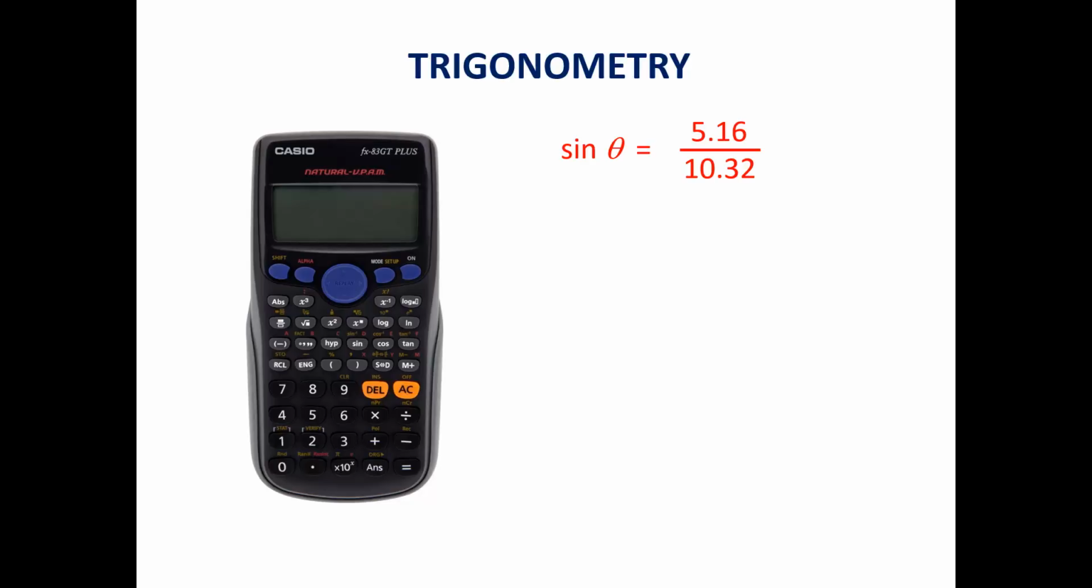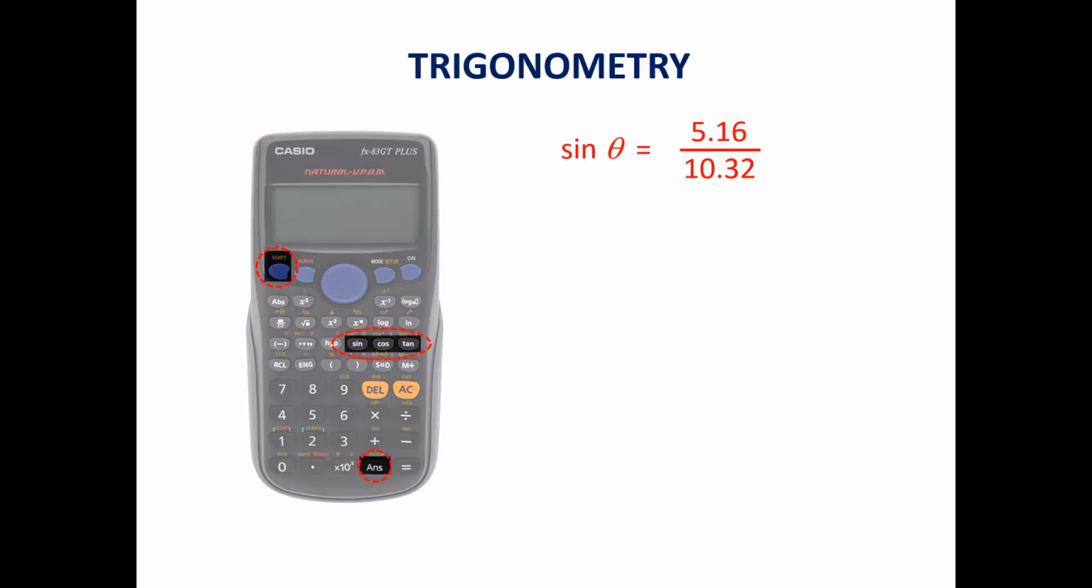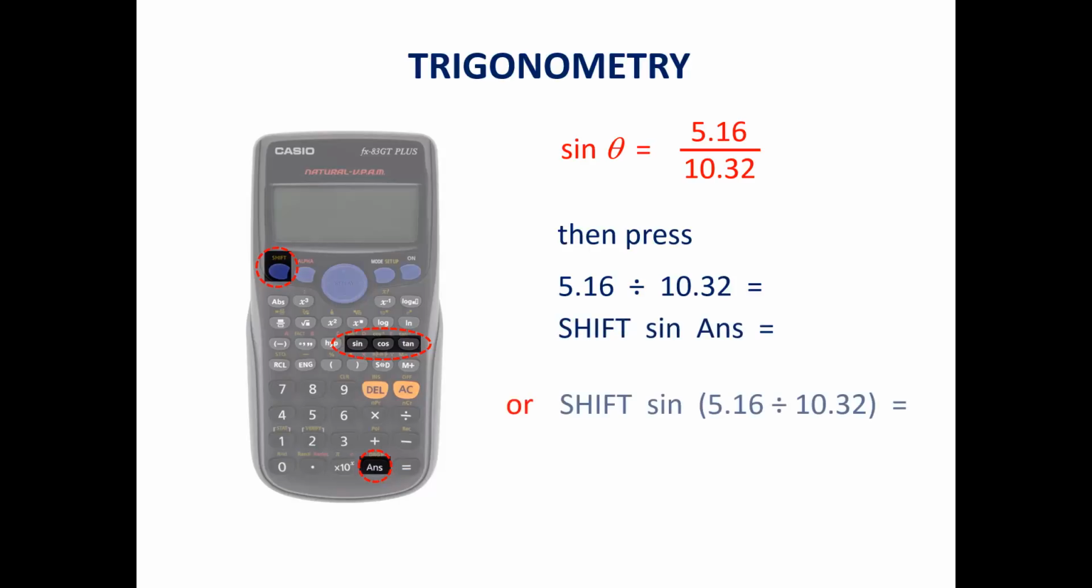Let's just make sure we're okay with that on the calculator. So there we got it, sine theta is that. Now the buttons we're going to possibly be using, we're definitely using shift, definitely using sine. We might use answer down there on the bottom right. So there's two ways of doing it. You could press 5.16 divided by 10.32 equals, then do shift sine answer equals, or you could do shift sine brackets 5.16 divided by 10.32 close the brackets equals. Either way you'll get theta is 30 degrees.